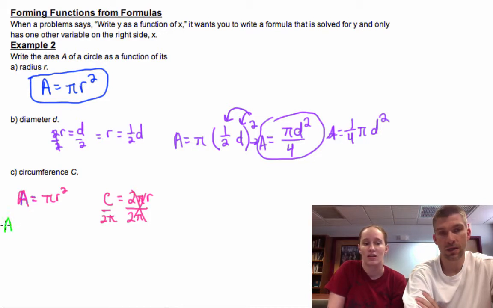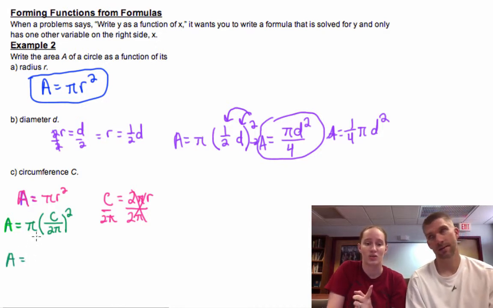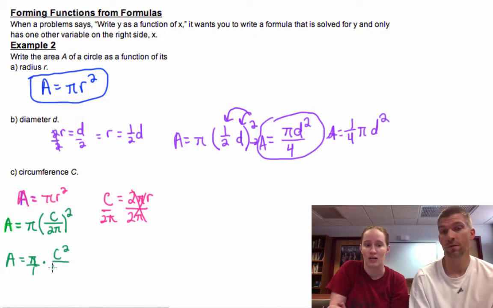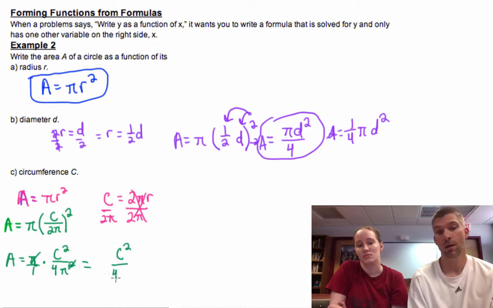So it's going to be A equals pi, and in parentheses, C over 2 pi, squared. I love how this one looks when the pi's cancel out, sort of. But everything in parentheses has to get squared, so pi actually gets a square on it: C squared over 4 pi squared. So a pi cancels out, but we're still left with a pi.